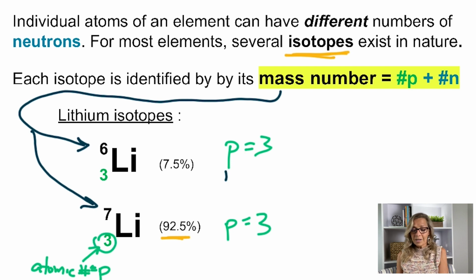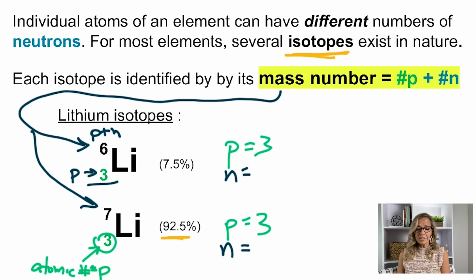Now, what about neutrons? Well, the total number of particles is 6. So this is protons plus neutrons, and this number is protons. So how do we get number of neutrons? Well, just subtract away the number of protons. What do you get? I've got 3 neutrons here. 7 minus 3 is 4 neutrons here.